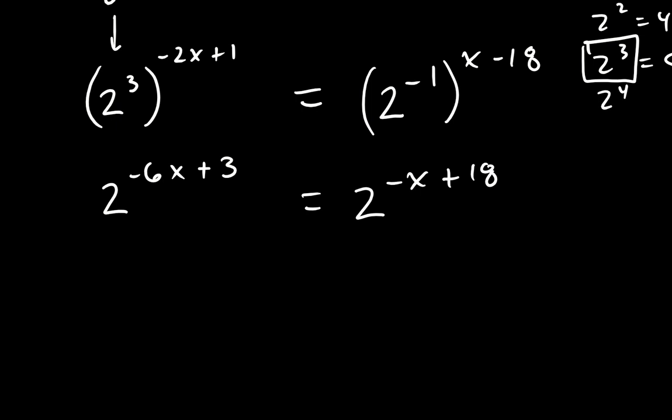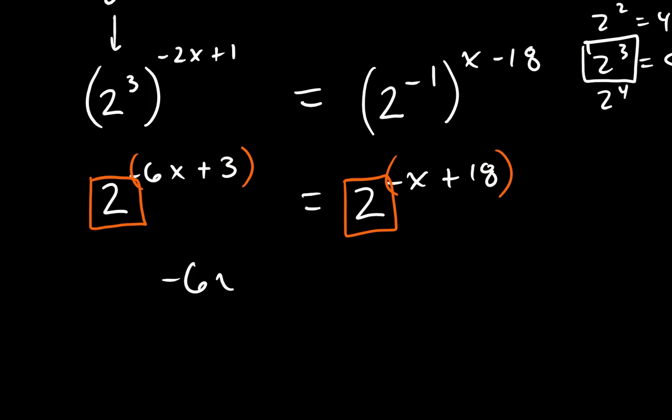Okay. What I have now is an equation in which the bases on both sides are just the number 2, right? It's 2 raised to a power and then 2 raised to this other power. The only time that that's going to be true is if those exponents are equivalent to each other. So we're just going to set these exponents equal. We're going to say, hey, negative 6x plus 3 must be the same as negative x plus 18.